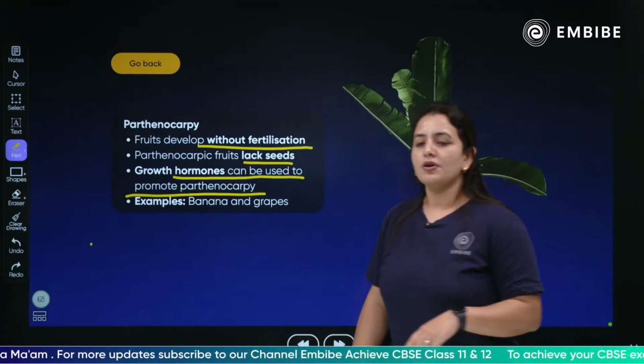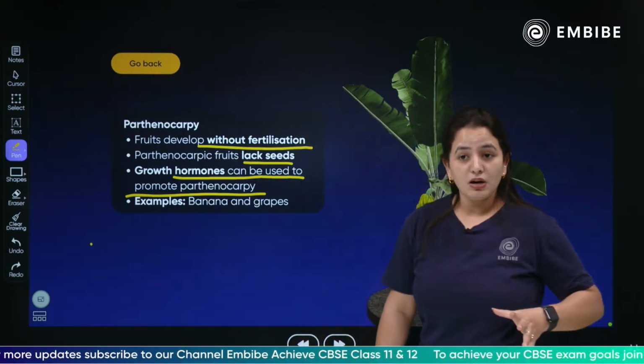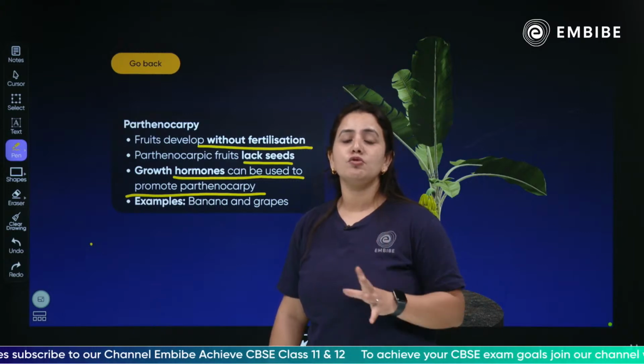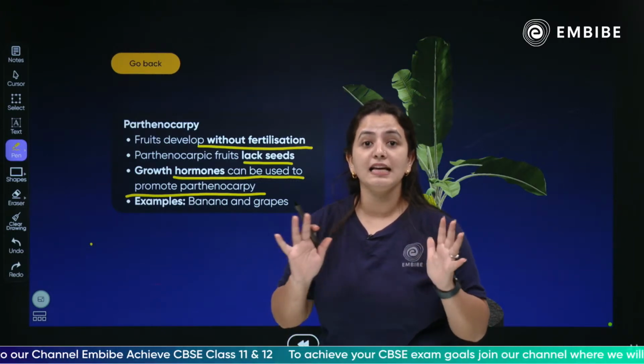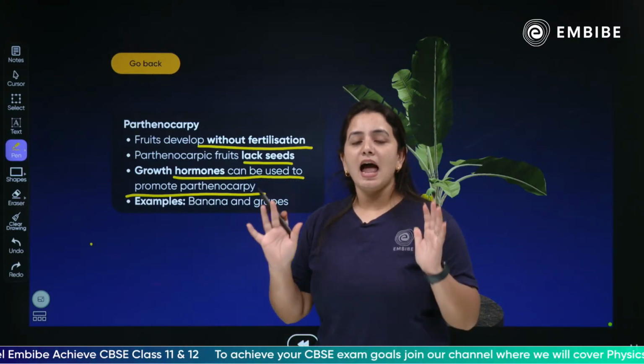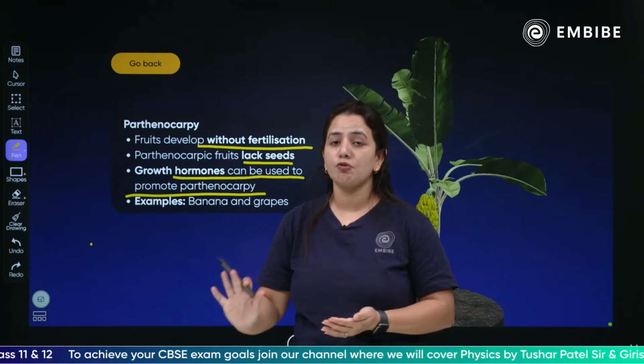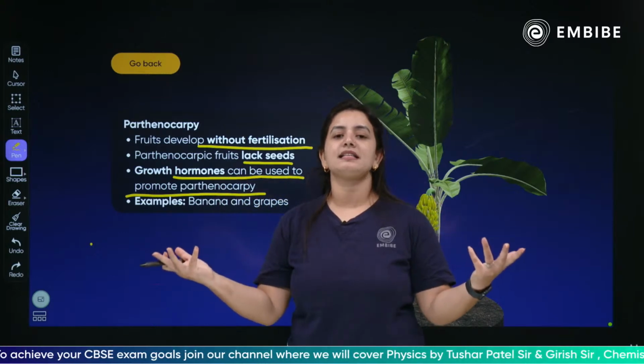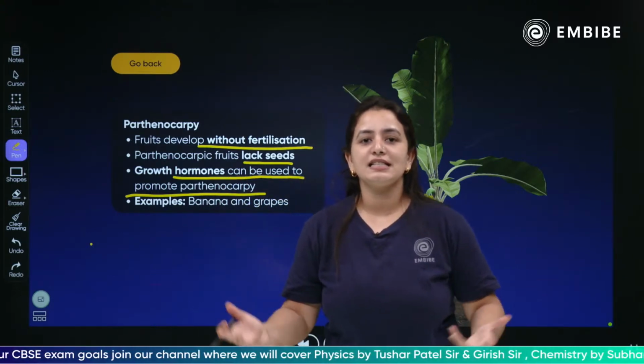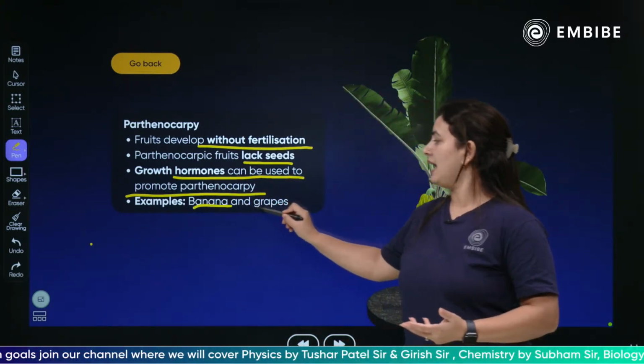Okay children, talking about parthenocarpy, in which the fruits develop without fertilization. In this there is no seed present inside the fruit. The better examples are banana and grapes.